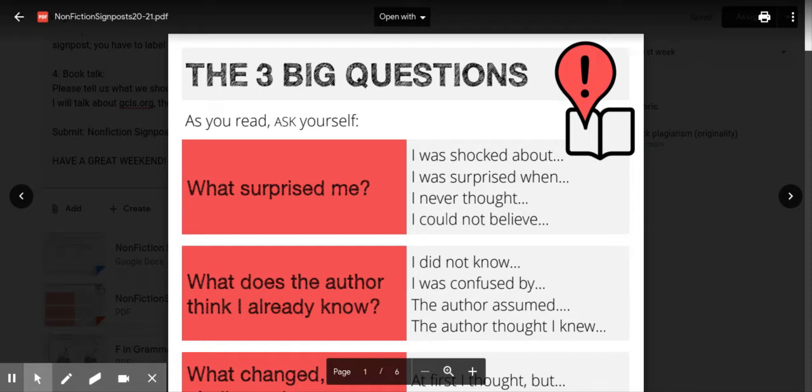All right, so let's put on our nonfiction signpost glasses. We're looking for quoted words, numbers and stats, contrasts and contradictions, absolute or extreme language. All right, I think I missed one.